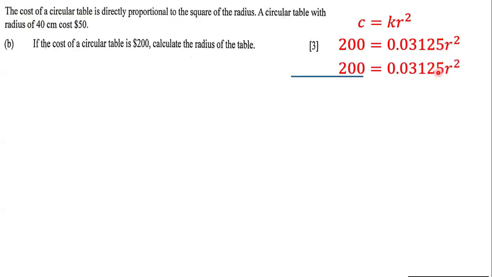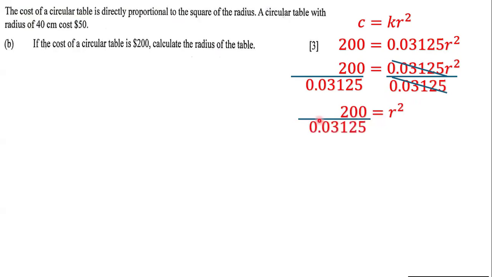And so we divide both sides of this equation by 0.03125. And that's because we're trying to isolate R squared. We cancel this with that. And so we are left with R squared is equal to 200 divided by 0.03125. Next, we divide 200 by 0.03125, and we get 6,400. And so we have that R squared is equal to 6,400.